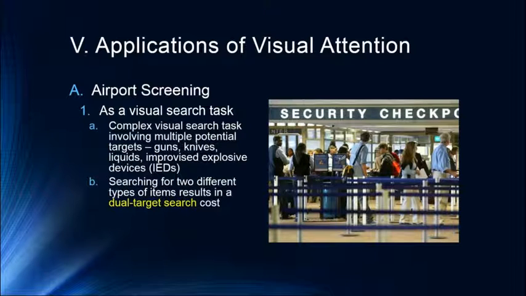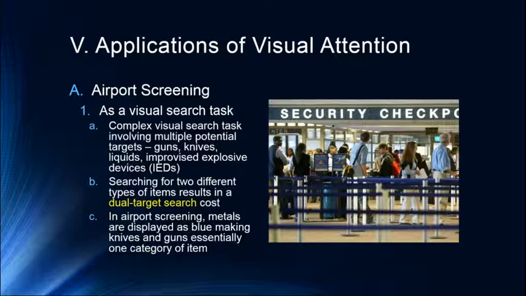And it's also a pretty complicated visual scene. What the research shows us is that searching for two different types of items results in a dual target search cost. And in fact, they're looking for probably many more than two targets. In airport screening, metals are displayed as blue, essentially making guns and knives one category of item.